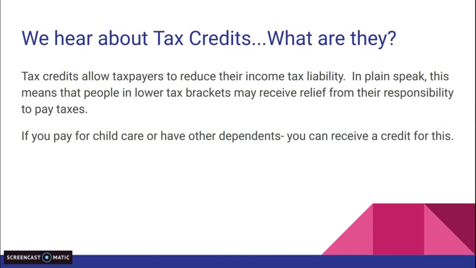A lot of times we hear about tax credits. What are they? These credits allow taxpayers to reduce their income tax liability. So it means that people in lower tax brackets may receive relief from their responsibility to pay taxes. If you pay for childcare or have dependents, you can receive a credit for it. A lot of times it's based off of loans that you've taken out. There used to be a tax credit for people who bought their first home. If you spent X amount of dollars on your first home, say you move out of your mom and dad's, you get married, you want to buy a house, you could get a tax credit for that for 1 year for buying a home because you're stimulating the economy. So the government's giving you a break on your taxes.